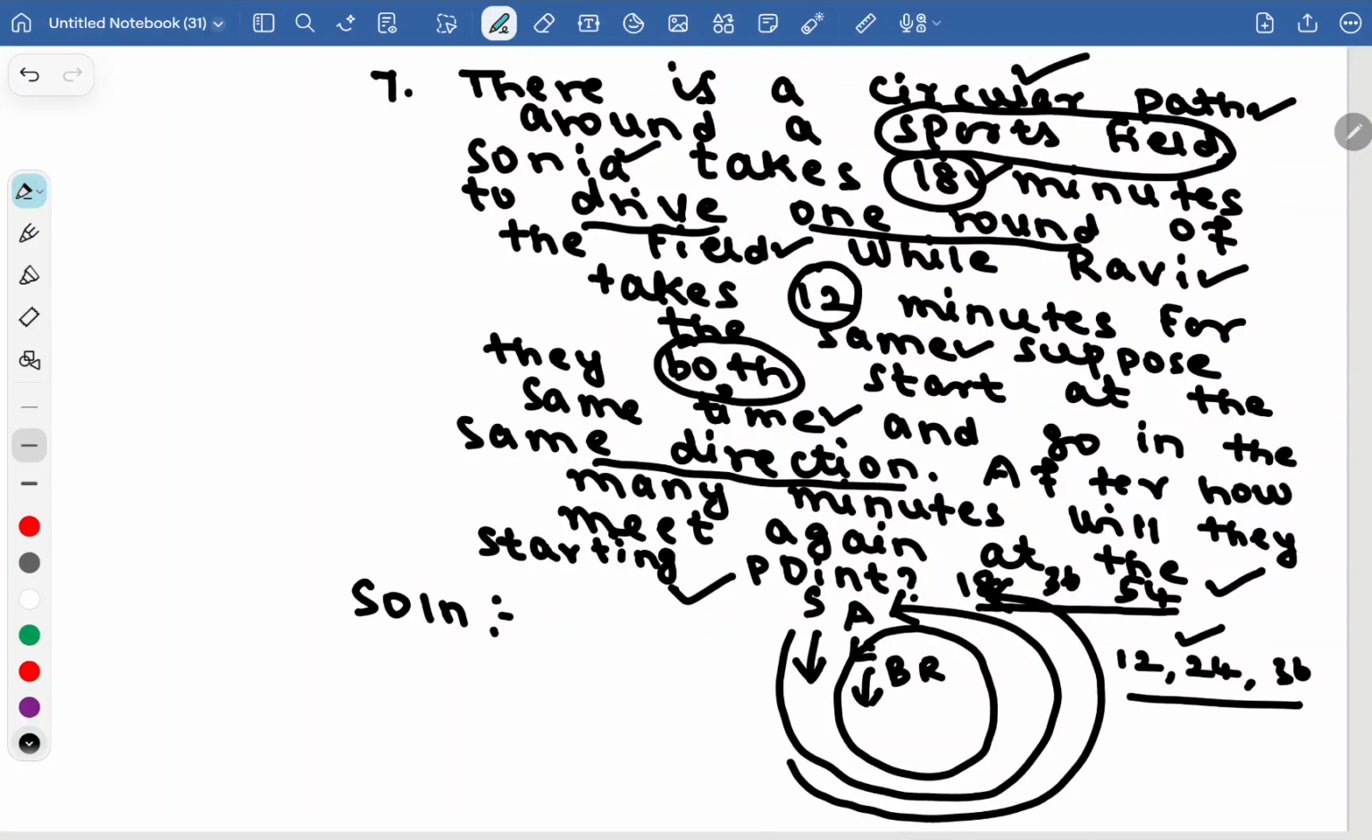Here we can simply find the answer without solving the problem. Common minutes: 36. For the question asking after how many minutes they will meet again at the starting point, we can simply say 36. But we can prove it mathematically.